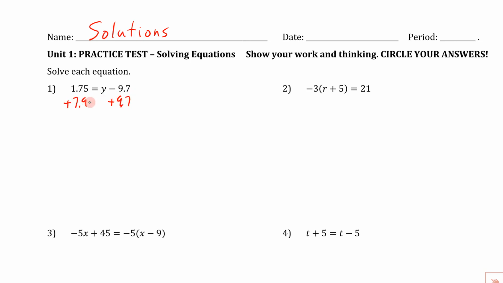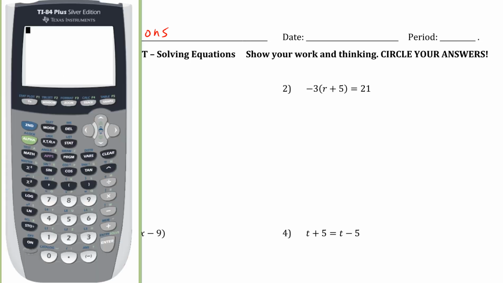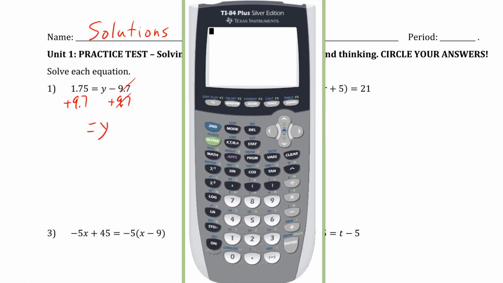So we'll add 9.7 to each side. Whoops, I wrote that backwards. Those are going to cancel each other out. We're going to have a y on this side, and then we have 1.75 plus 9.7. I'm going to bring up the calculator just to compute that answer for us, just to double check and make sure we get it right.